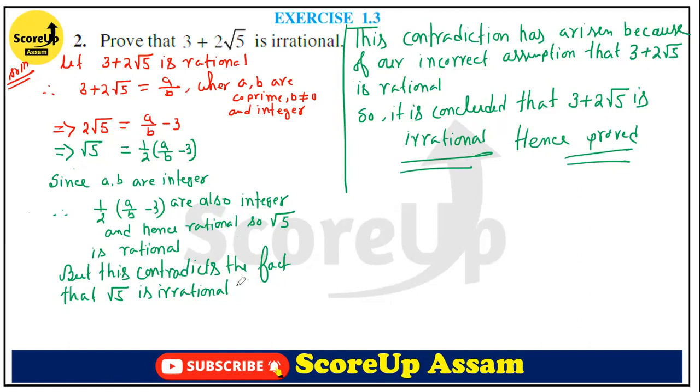But this contradicts the fact that root over 5 is an irrational number, right? So this contradiction has arisen. Why? Because of our incorrect assumption that 3 plus 2 root over 5 is rational. So it is concluded that 3 plus 2 root over 5 is irrational, hence proved. This is the way to solve. This is the way to prove that a number is irrational. So for today it is this.